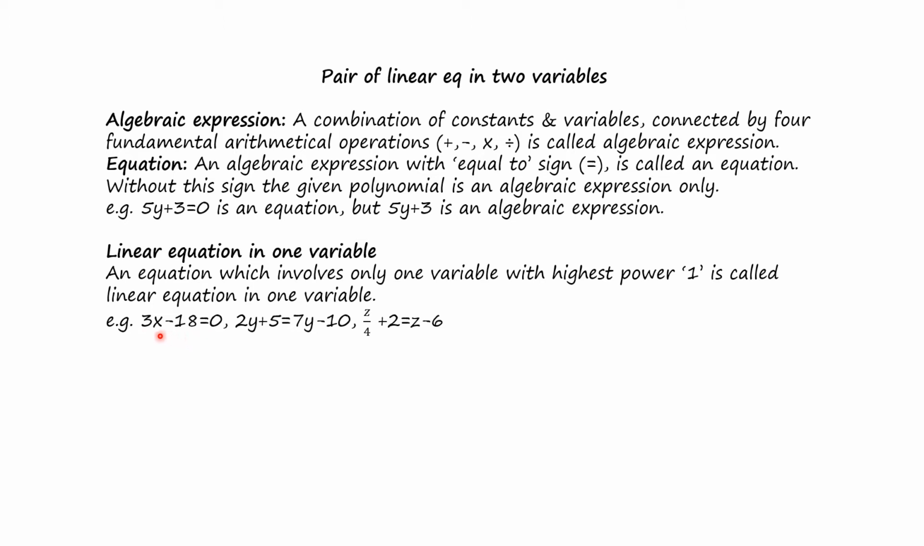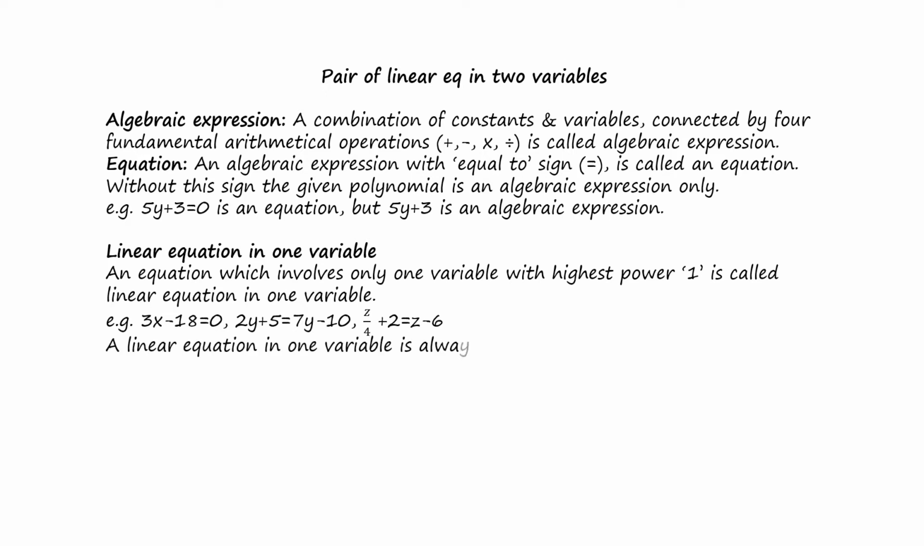The variable involved is x and the power of x is 1. In the second example, there are two terms on the left hand side of the equal to sign and two terms on the right hand side of the equal to sign. The variable involved is y and the power of y on both the sides is 1. In the third example, there are two terms each on either side of the equal to sign, but the highest power of the variable z is 1. So these all are examples of linear equation in one variable.